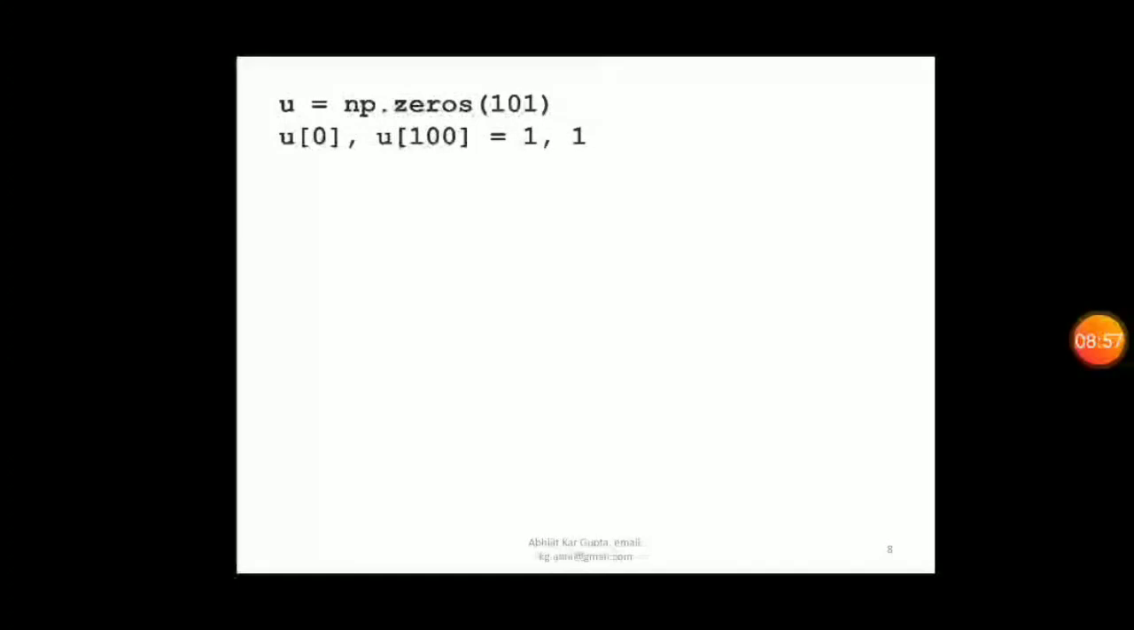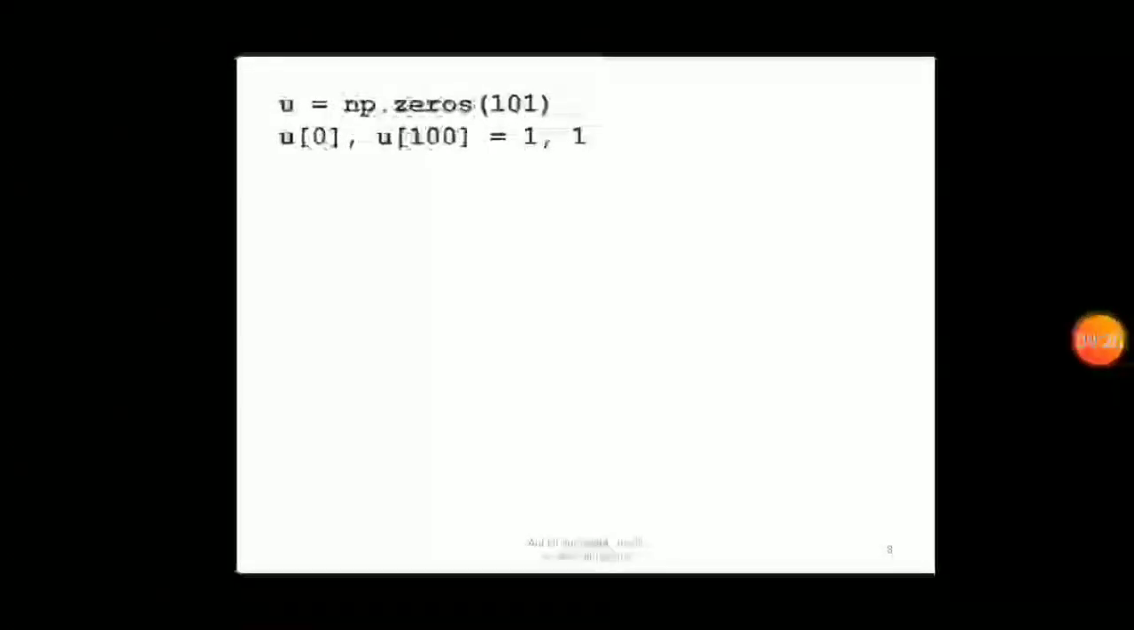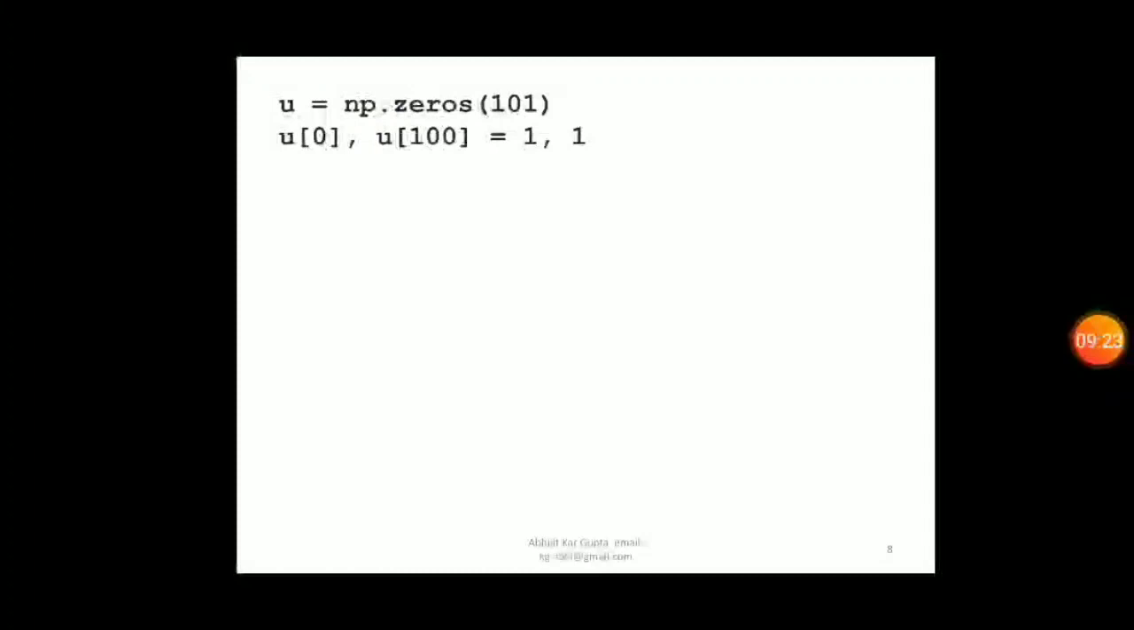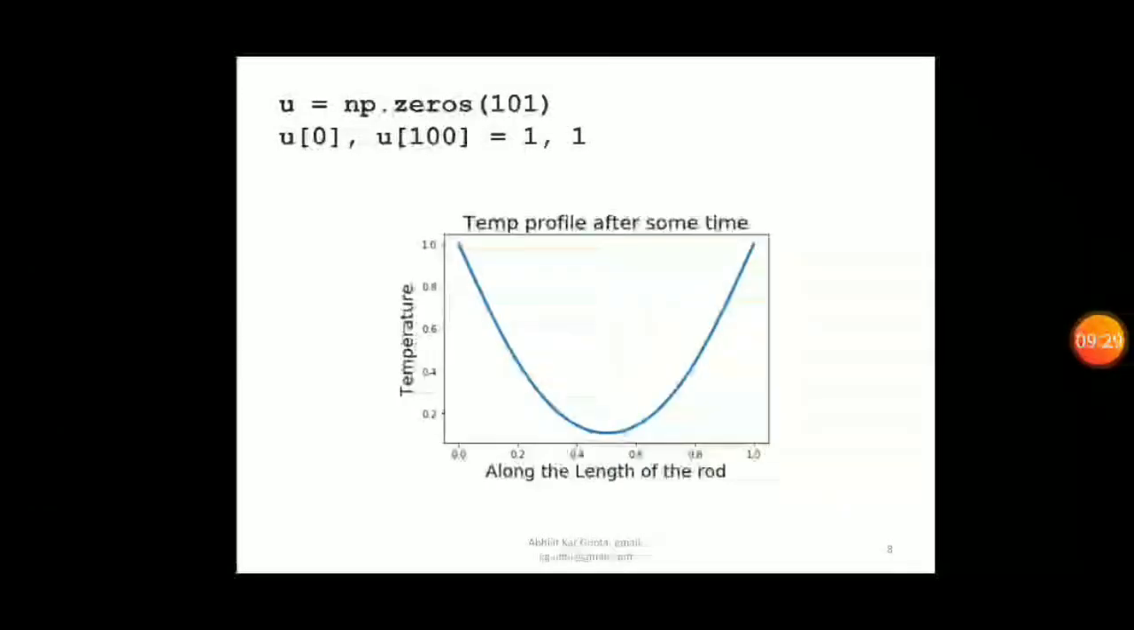So you take u equal to np.zeros(101), and you take u[0], u[100] equal to 1, 1. That means you are hitting at the two ends, and the rest of the points are 0. So what do you expect? Can you think what you expect? Maybe you expect that the heat will propagate from two ends towards the middle. So whatever it is, it should be a symmetric kind of temperature profile. So that's what you get.